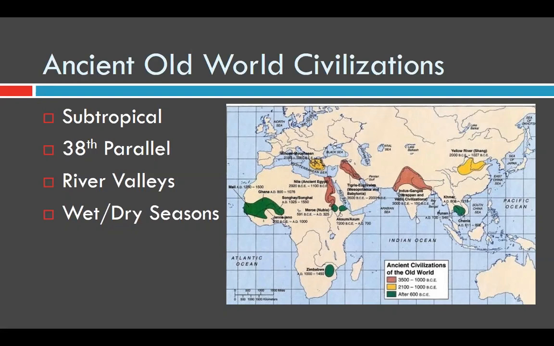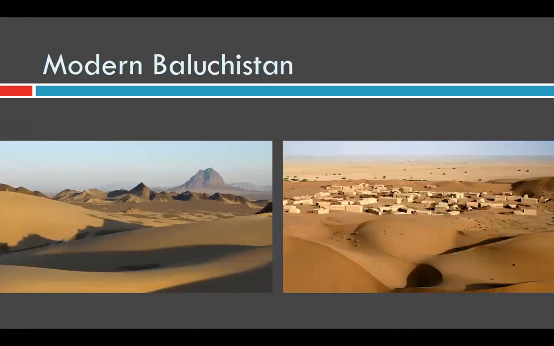The other thing to note is these are in very similar types of settings, river valleys, sometimes between two rivers like Mesopotamia, and the Indus also is between two rivers, the Indus in Pakistan and the Ghaggar Hakra River, which is now an extinct river that went underground. We'll talk about it in a minute. Another characteristic is wet and dry seasons, a semi rainy season and a semi dry season in some of these places. So just keep that in mind as a unifying theme of these ancient civilizations.